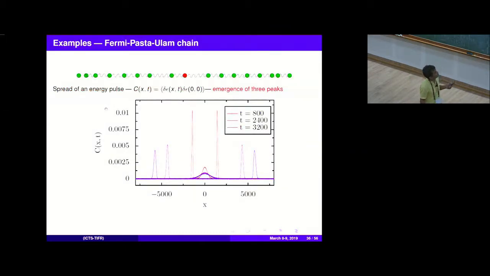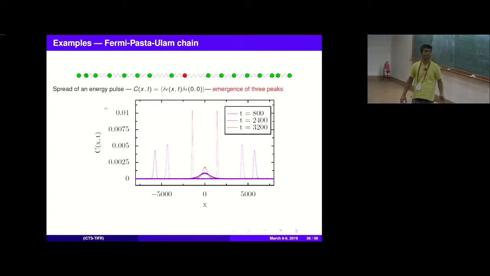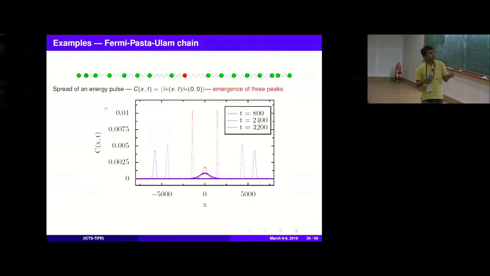So this is the FPU chain, and supposing you just compute these correlation functions. What you do is start the system in equilibrium, choose an initial condition from equilibrium, and then compute this thermal average. It's like putting in a heat pulse. Initially all the energy is at the origin, and then it spreads. Some of the energy goes as sound, so you get these two sound peaks, and then at the center there's the heat mode. These are at different, increasing times, and we want to bring them together and test the scaling prediction.